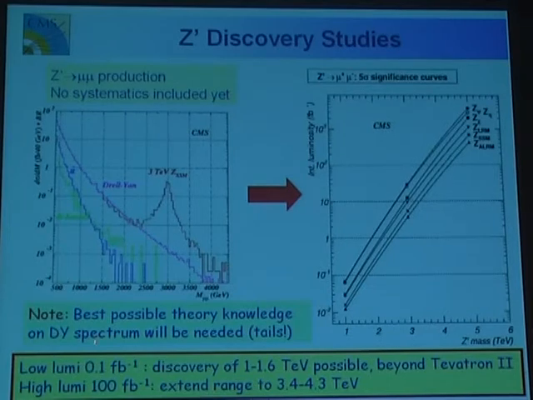Interestingly enough, this is actually a very early signal as well, which is with 0.1 inverse femtobarns, with less than a month's worth of data of an understood detector, you have a reach of 1 to 1.5 TeV for Z primes. Here, actually, the problem will be to make sure that we understand what the shape of the Drell-Yan should be. And that's where theory is going to be very important.